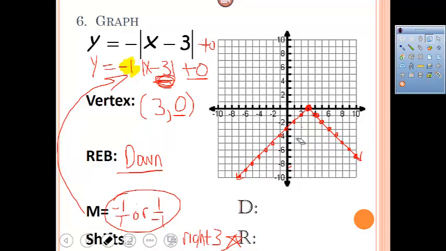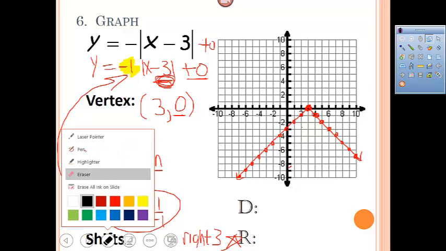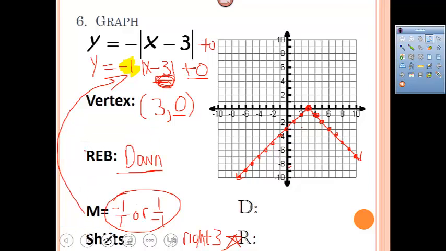It is what it is. So there's my V, and it is an upside down V because the right end behavior is down because the A is negative. Now domain, remember domain, you have your parentheses set, negative infinity to positive infinity. And that's your domain.